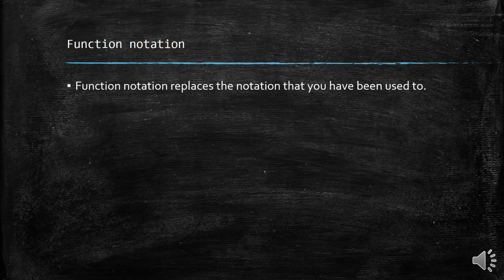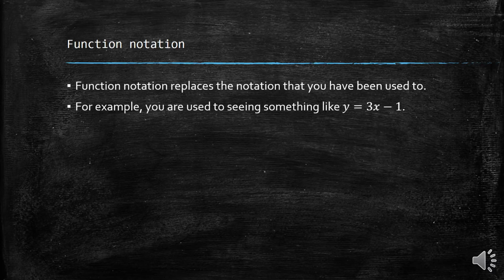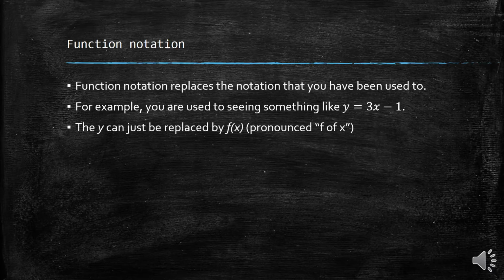Function notation is a little bit different than what you've been used to in middle school. Function notation will replace the notation that you've been used to. You are most likely used to seeing things like y equals 3x minus 1. Instead of using y, we'll use something different. We call this f of x.